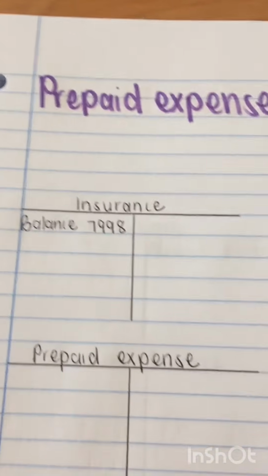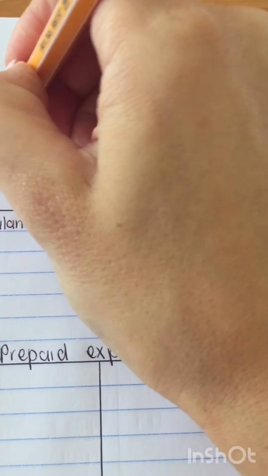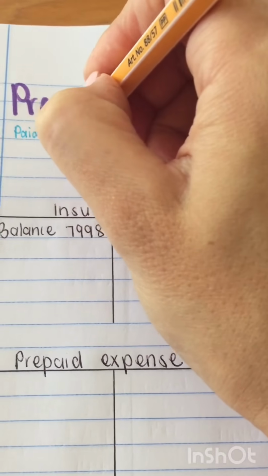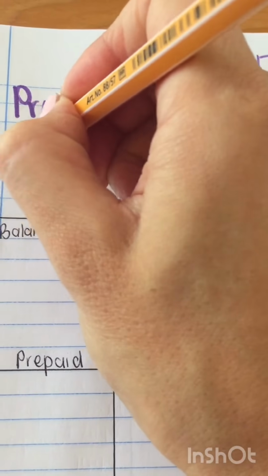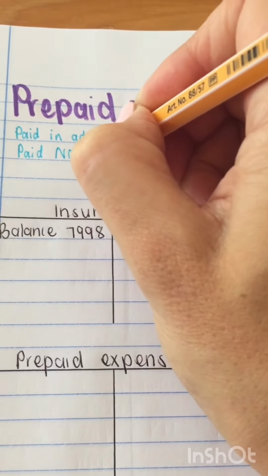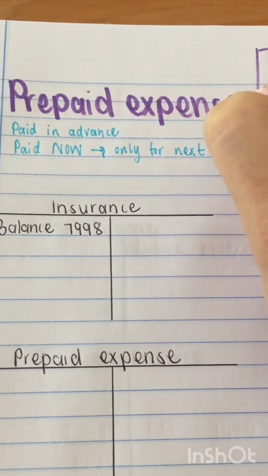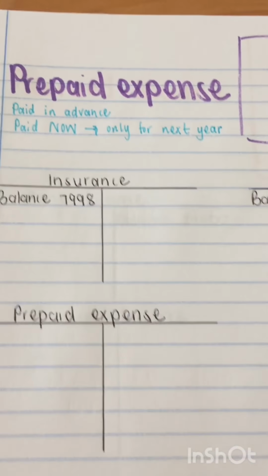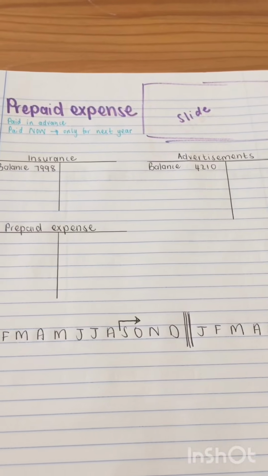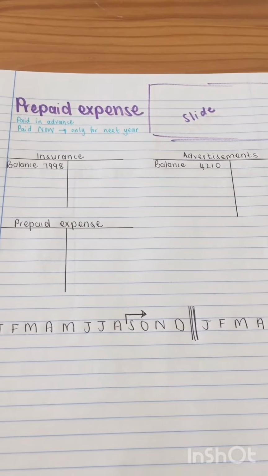Let's start slow. Firstly, you need to know that a prepaid expense is something that I paid in advance. Okay, so I paid now, but it's only for next year. And when I talk about next year, I talk about the next financial year. Okay, so I've got my 3 accounts over there: insurance, advertisements, and prepaid expenses.